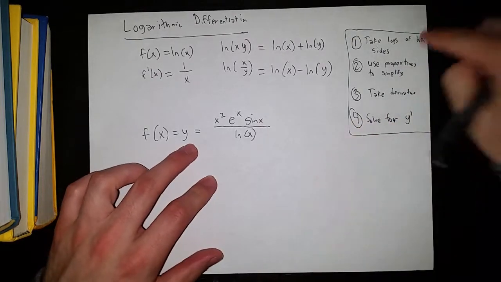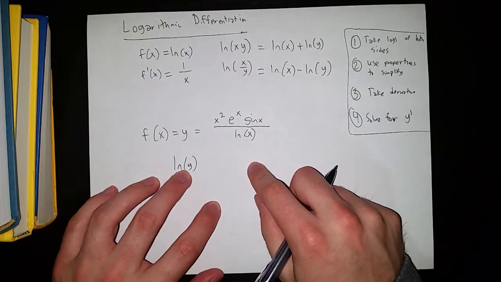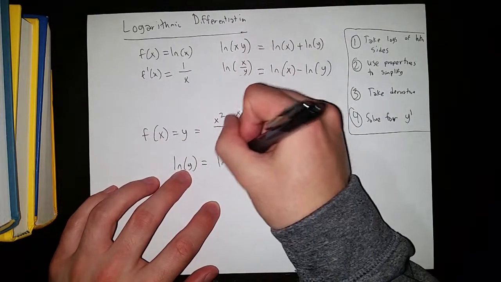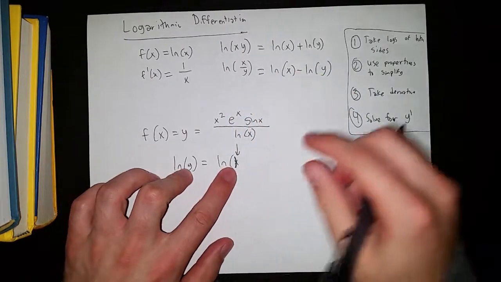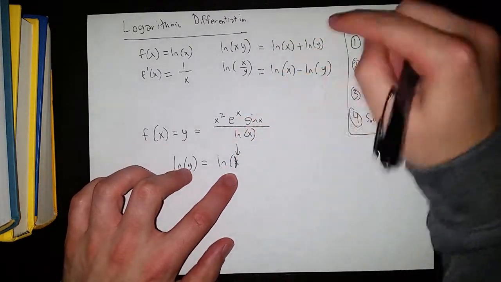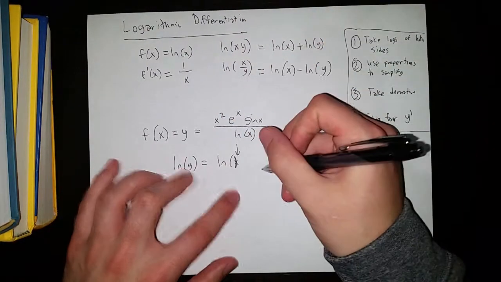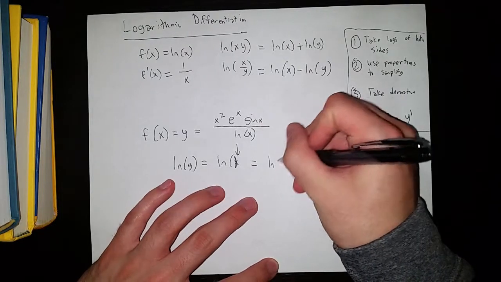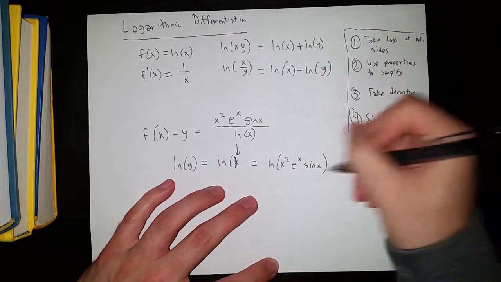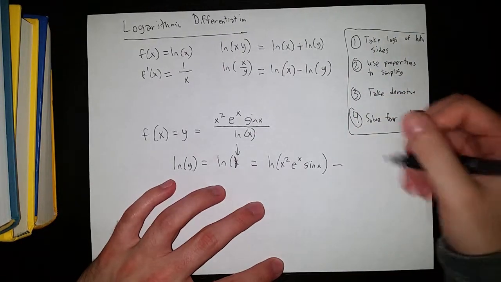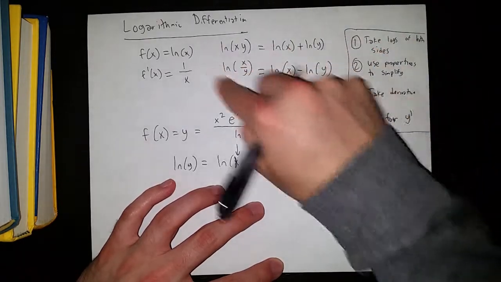Okay, so first, step 1. Take the logs of both sides. We go natural log of y equals the natural log of this stuff. And I'm not going to write that out, but we're going to now apply these equations. So first let's apply this one right here. So this is equal to the natural log of x squared e to the x sine x minus natural log of x. So that's applying this one right here.